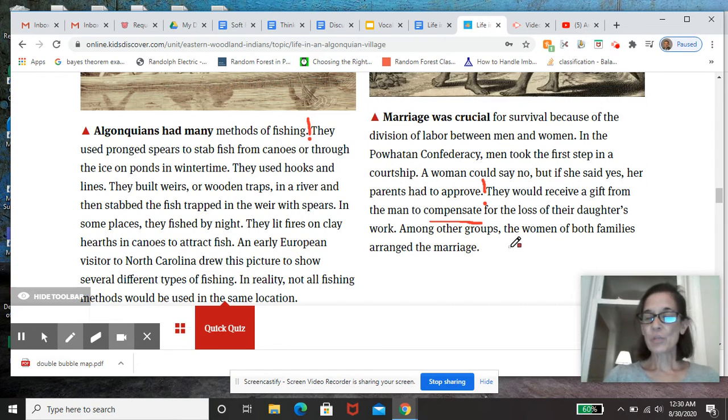Among other groups, the women of both families arranged the marriage. The women arranged the marriage. Interesting. Usually I thought men arranged marriages when that happened.